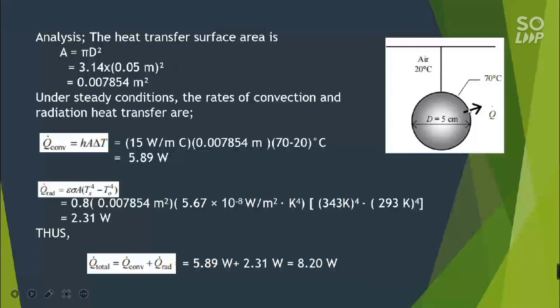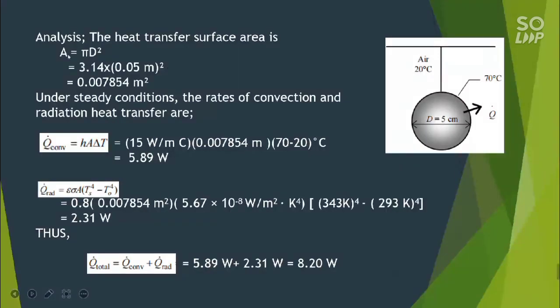So as you can see, this is our figure, and this is our spherical ball having a diameter of 5 cm, and this 5 cm here should be converted into meter, and we get 0.05 meter. And our air temperature is 20 degrees Celsius, and the ball is 70 degrees Celsius. So we are going to determine the total heat transfer of this spherical ball.